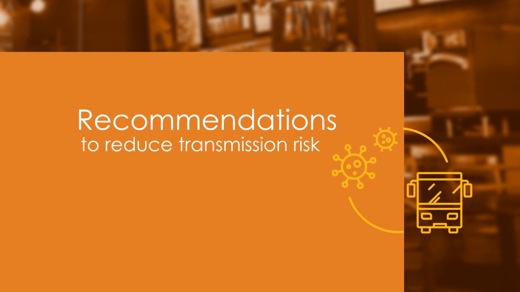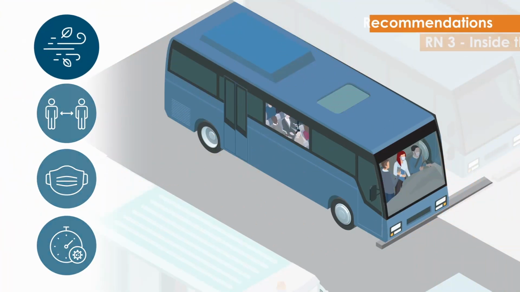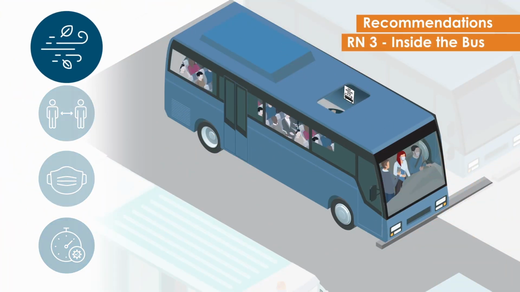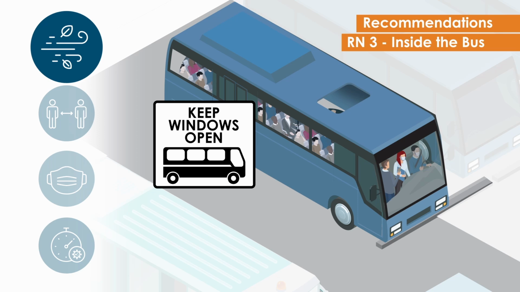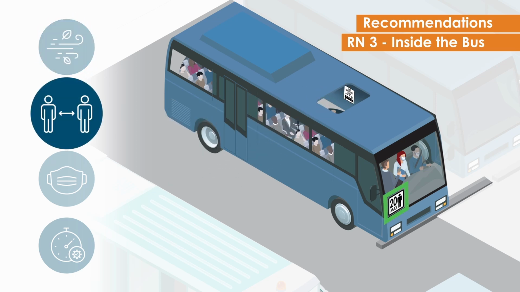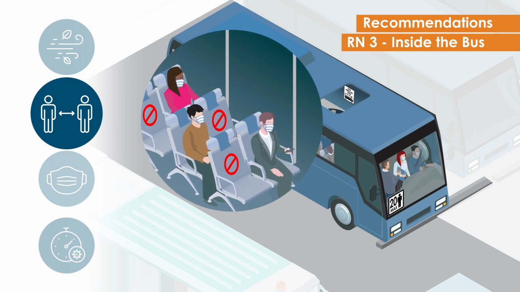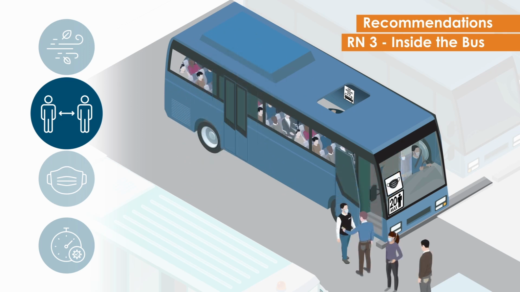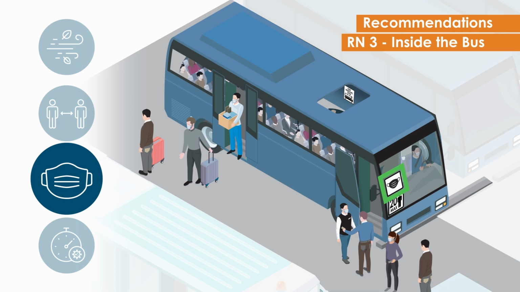Recommendations to reduce transmission risk. Open all windows and lock them open, including the top window if available. Communicate to users not to close those windows and check that they comply with it. Define the maximum capacity that allows maintaining the safety distance. Identify available seats and spaces to be standing within the bus. Enable only one access door and only one exit door for passengers.